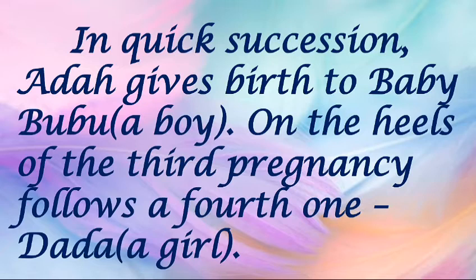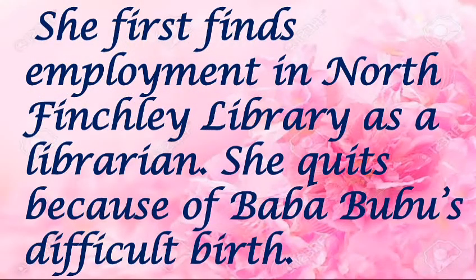In quick succession, Ada gives birth to baby Boo Boo, another male child, and on the heels of the 3rd pregnancy follows a 4th one. This time, she gave birth to a girl called Dada. She first finds employment in North Finchley Library as a librarian. She quits because of the difficulty she had during the birth of baby Boo Boo.